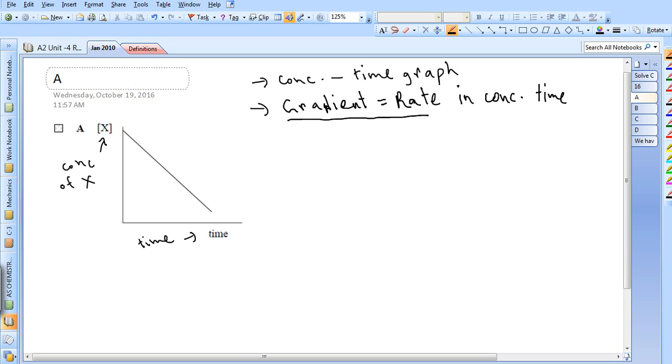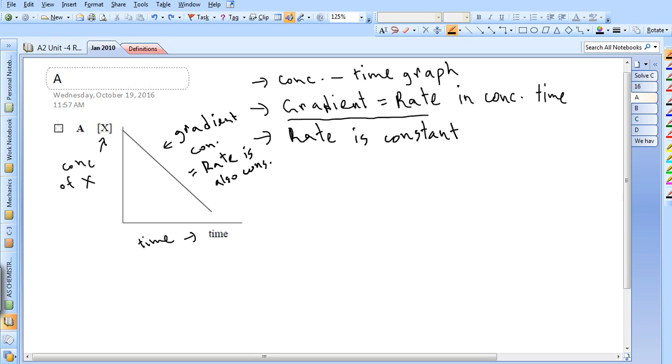Let us examine this further. Let us dig deeper into this. Here you can see that this is a straight line which is downward. This means that the gradient, as you all know mathematically, the gradient of a straight line is always constant. Gradient is constant, so therefore rate is also constant.